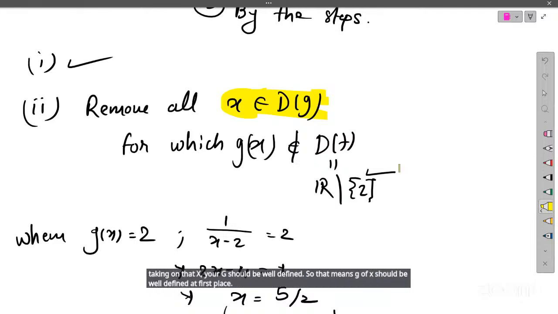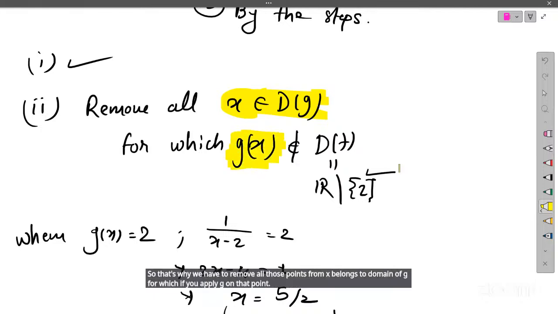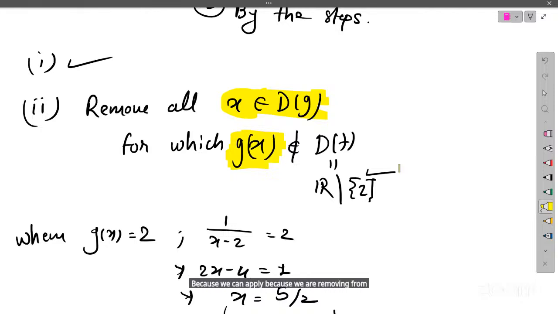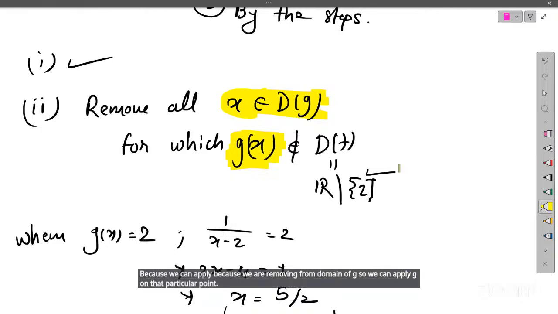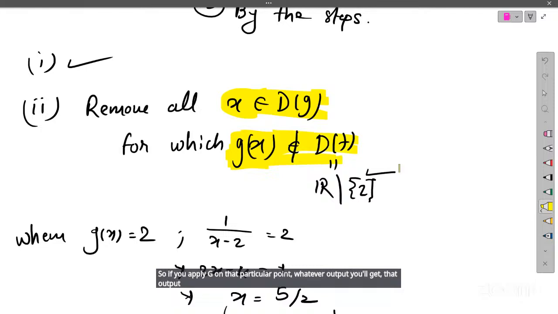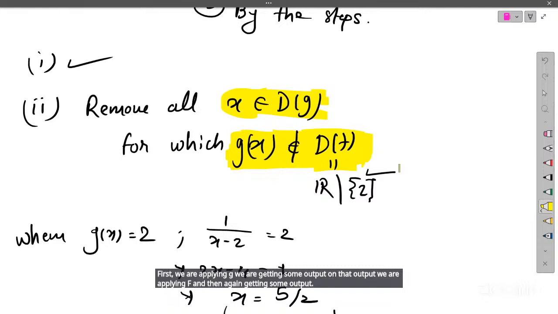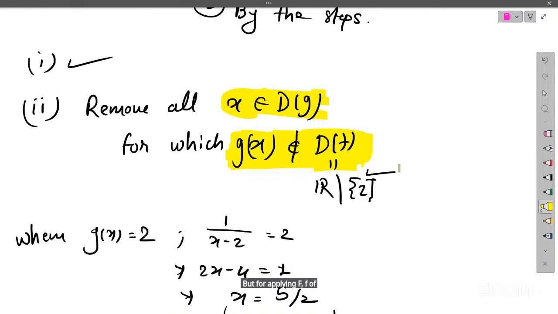So that's why we have to remove all those points from x belonging to the domain of g for which, if you apply g on that point, whatever output you get should be a part of the domain of f. And if it is not a part of the domain of f, we have to remove that point x. Because if it is not a part of the domain of f, then f of g of x does not make sense. Composition means we are applying functions one by one. First we apply g, and we get some output. On that output we apply f, and again get some output. But for applying f, f of g of x should make sense.